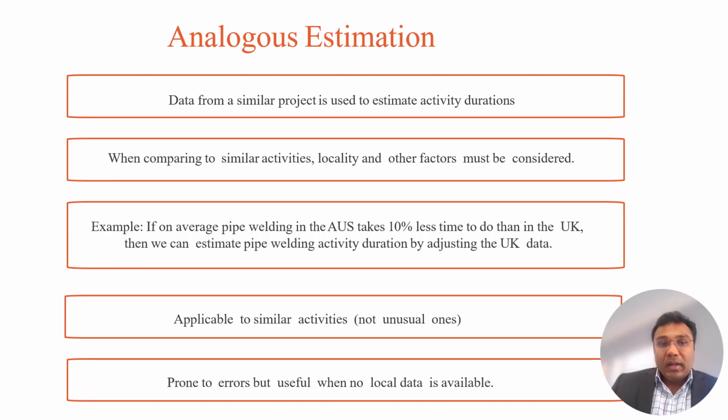So what are the strengths and limits of analogous estimation? It is pretty much fast, inexpensive, and good for feasibility. The accuracy depends on how truly similar the analog is. So there is some limitation: it's easy to miss hidden differences.